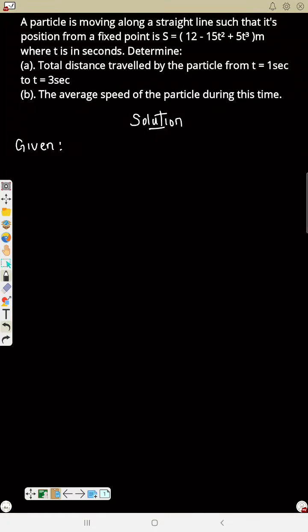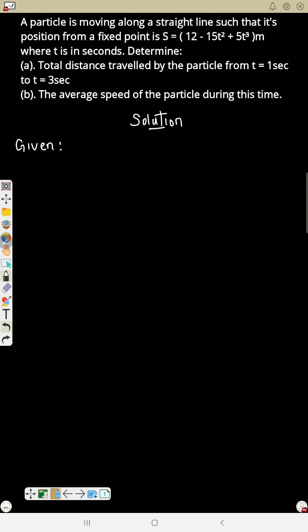Now let's solve the question. A particle is moving along a straight line such that its position from a fixed point is s = 12 - 15t² + 5t³, where t is in seconds. Determine A, the total distance traveled by the particle from t = 1 second to t = 3 seconds. B, the average speed of the particle during this time.